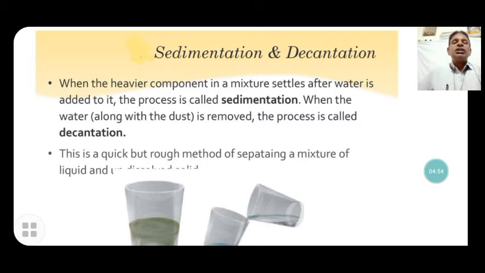It is the process of sedimentation when the insoluble heavier particles settle down. When the water is removed along with the dust, the process is called decantation. After sedimentation, the decantation process is carried out, and both components may be separated out. This is a quick but rough process, because some sedimented particles may mix with the liquid also. It is used for separating a mixture of a liquid and insoluble solid particles.